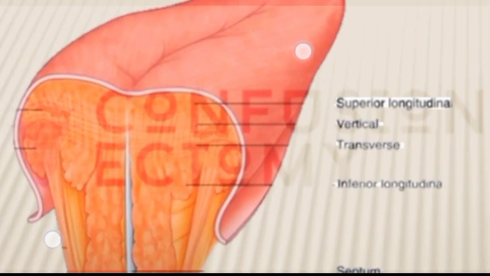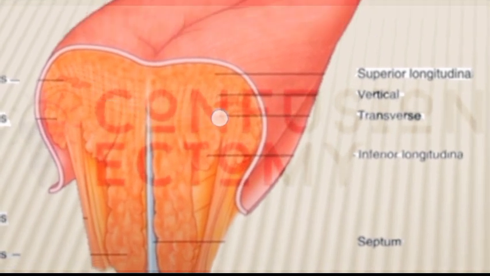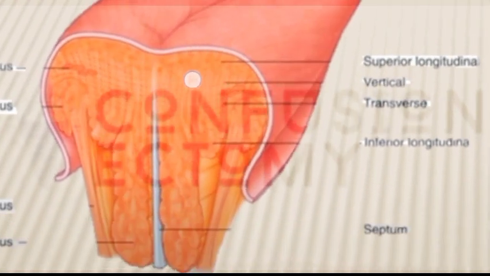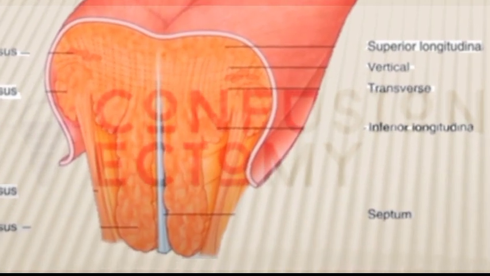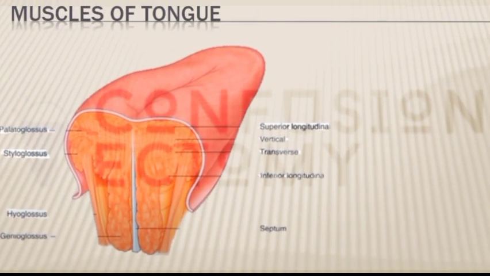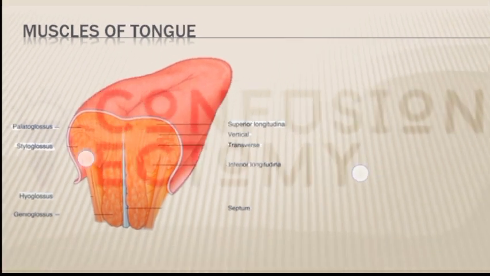If we see closely, the muscles which are present over here in this manner are the transverse muscles, the muscles which are present in this manner are the vertical muscles, and those muscles which are present in this manner are the longitudinal muscles. So these were our intrinsic muscles. Now we will go toward the extrinsic muscles of the tongue.